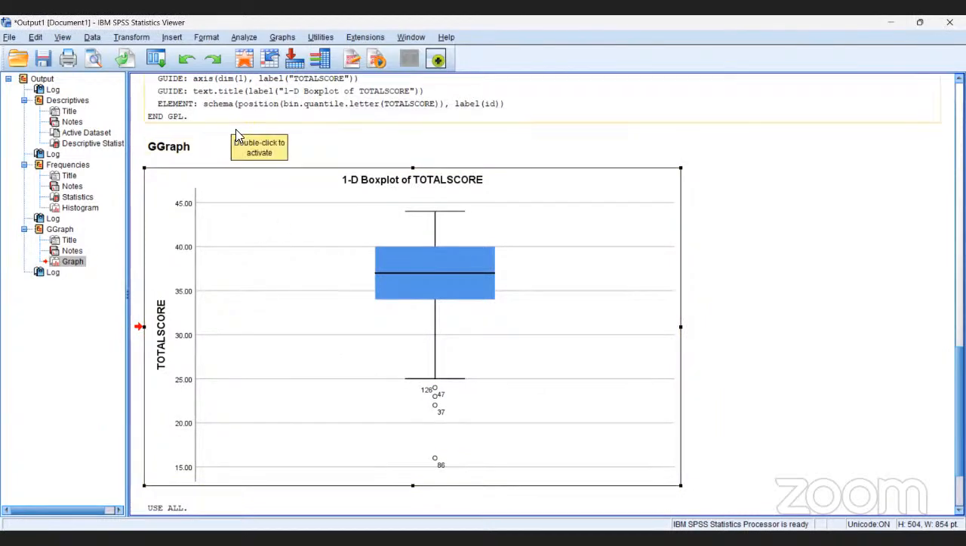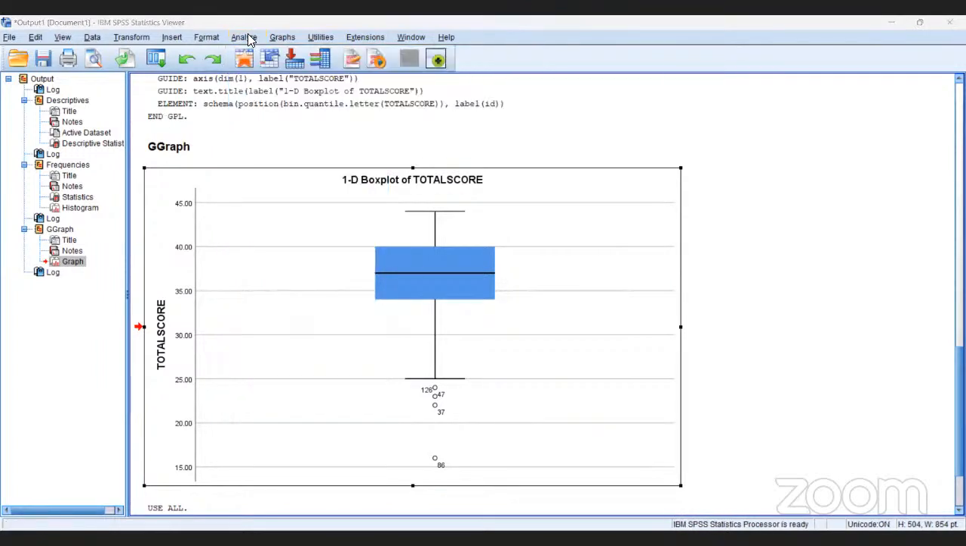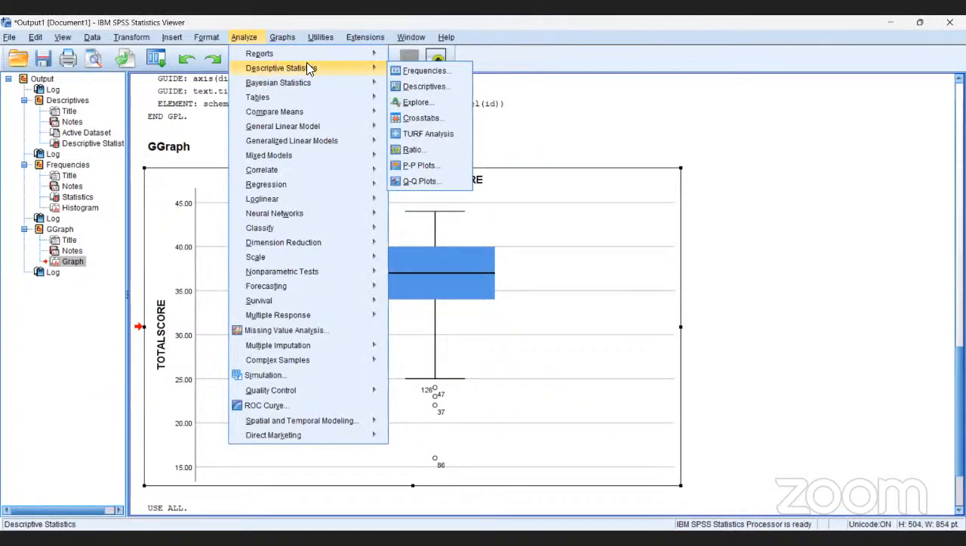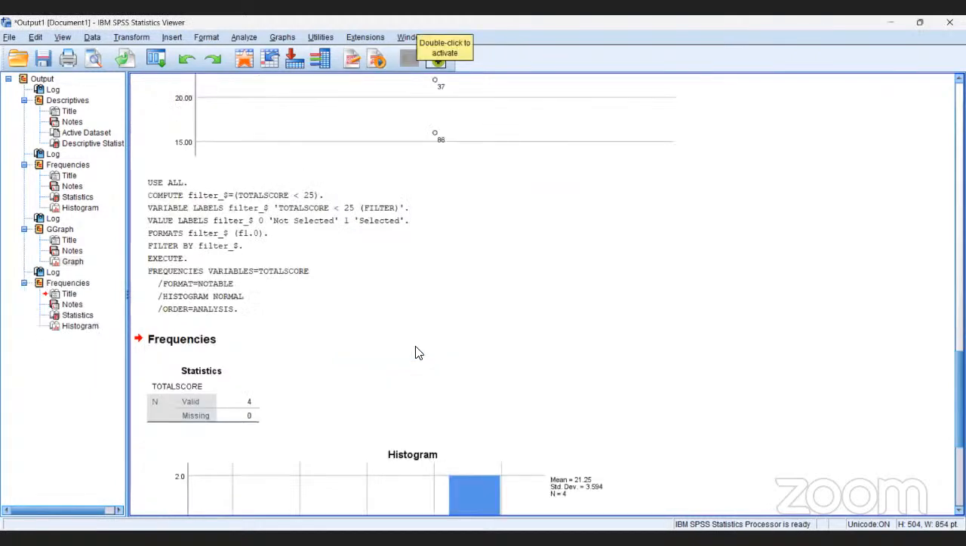Now again, I click analyze, descriptive statistics, frequencies, total score, okay. So I get only 4 data points less than 25. This is clear.